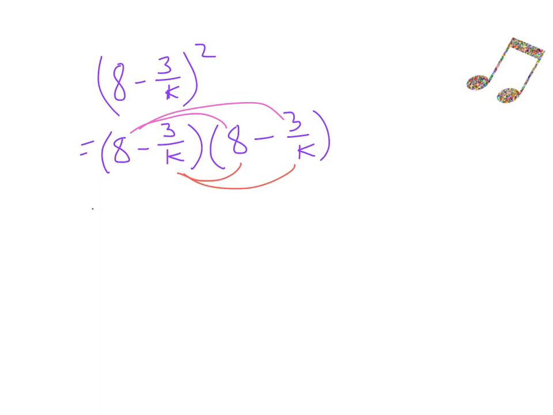So first I've got 8 times 8, well that's just 64. And then I've got 8 multiplied by negative 3 over k. So it's a positive multiplied by a negative, so it's going to be negative. Remember 8, a whole number, is like a fraction over 1. So 8 times 3 is 24, and 1 times k is k.